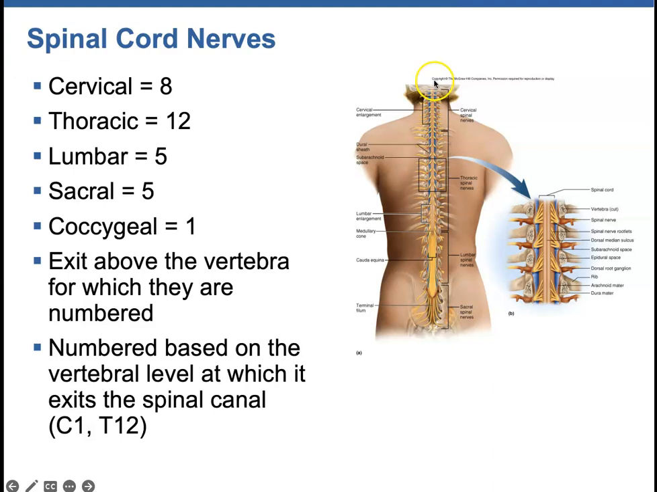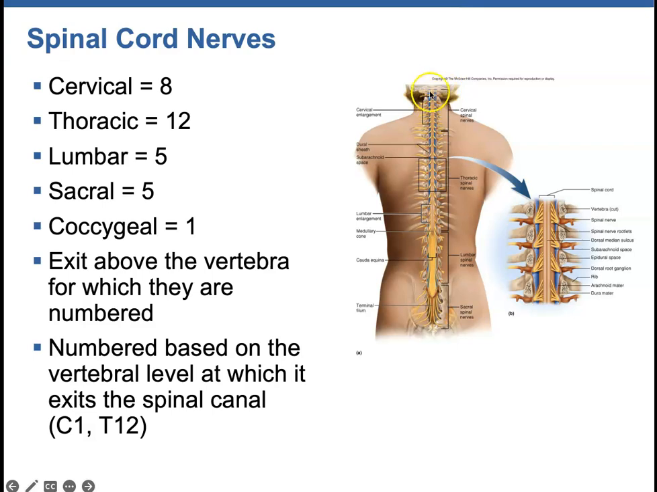We have 8 cervical, 12 thoracic, 5 lumbar, 5 sacral, and then 1 down here at the very bottom, which is the coccygeal. So an easy way to remember this is breakfast at 8, lunch at 12, dinner at 5, you get 5 snacks, and 1 cocktail or 1 cookie, depending on your preference. That's an easy way to remember these.